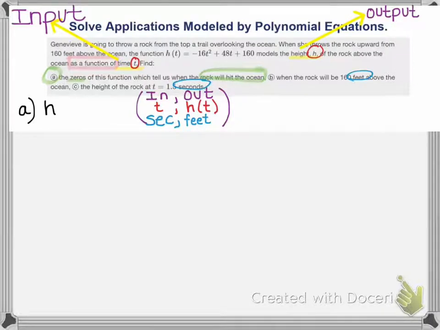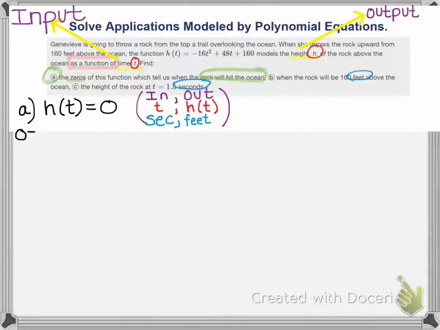And notice how the problem says when. We have to find when this happens. That means we have to find a t value. So what I'm going to do for part A is set my output equal to 0. That means I'm going to set h of t equal to 0 because when the height is 0, I can solve the equation to figure out the t value that gives me a height of 0.